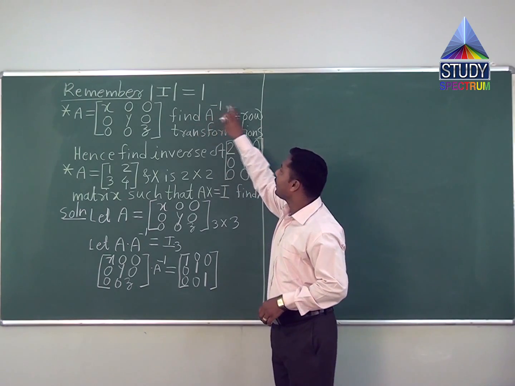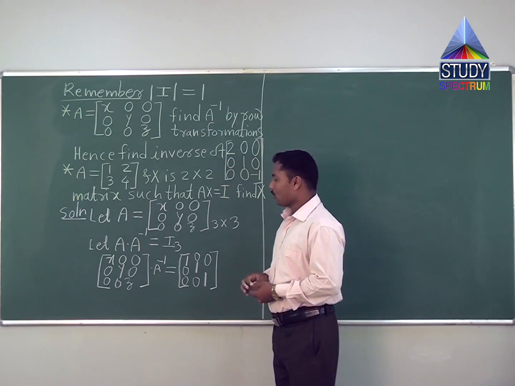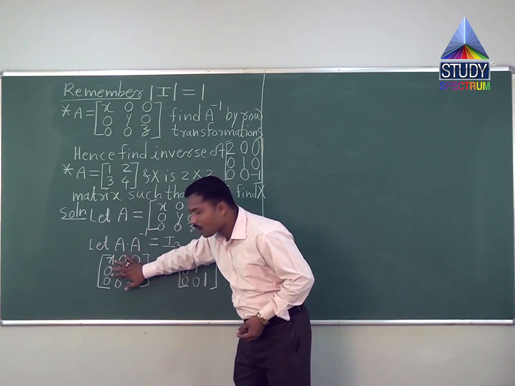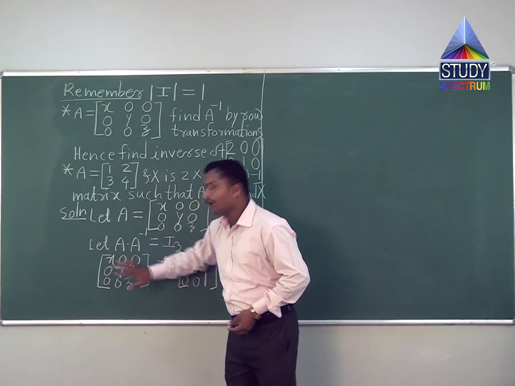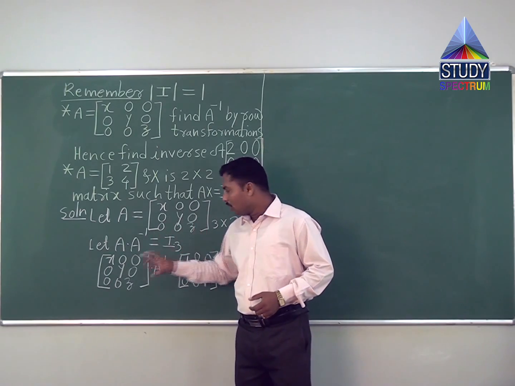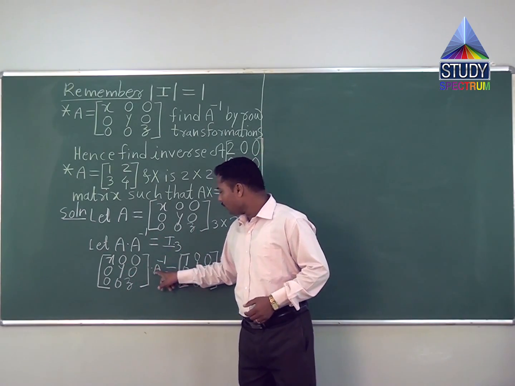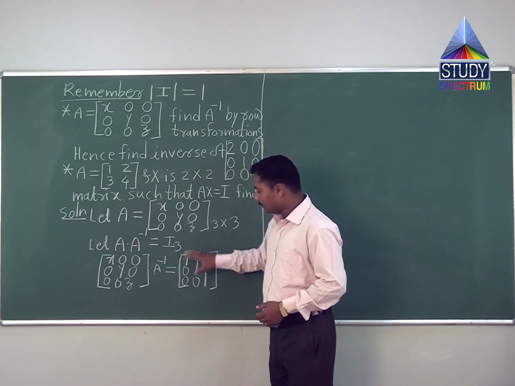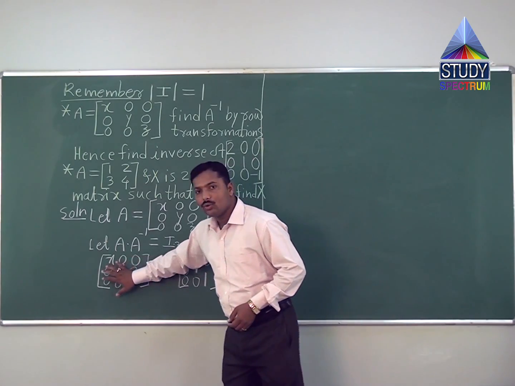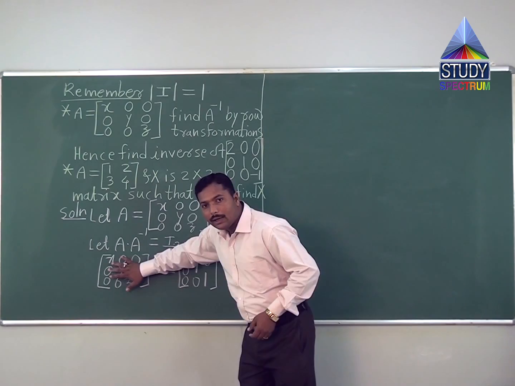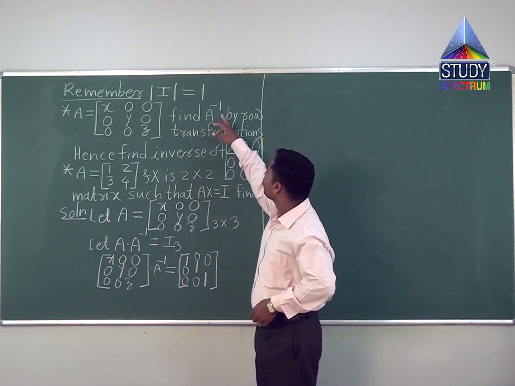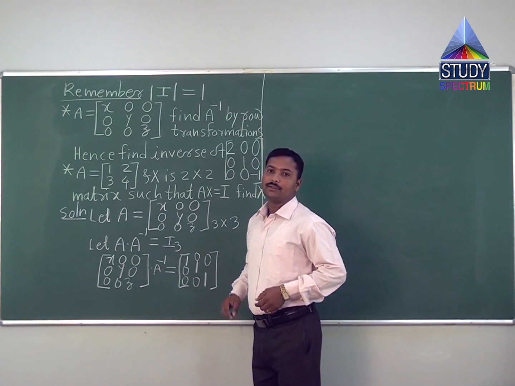We want to find A inverse by row transformation, meaning we want to convert this diagonal matrix, this square matrix, into the identity matrix, and I into A inverse. I means 1, so 1 into A inverse, A inverse equals this square matrix. So how can you convert this square matrix into the identity matrix?